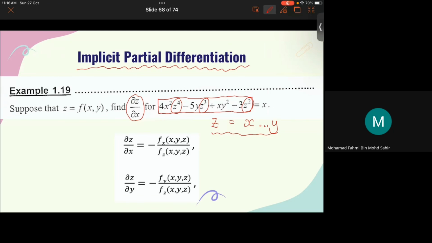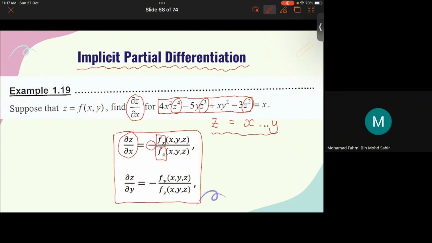Okay, so the equation is very simple. This is the equation. If you have to find del z, del x, what you do is take the function and differentiate with respect to x first, and then divide by the same function differentiated with respect to z. Just like this. And in front, very important, you must have a negative. You must have a negative.